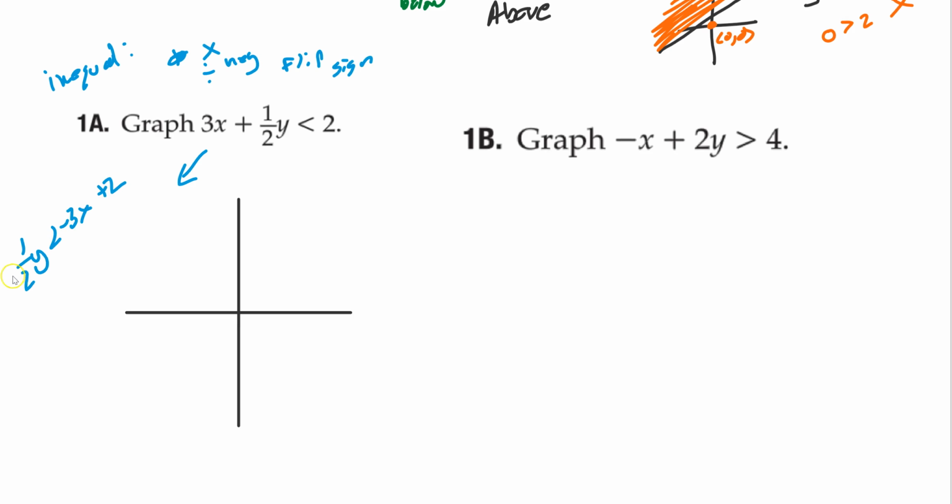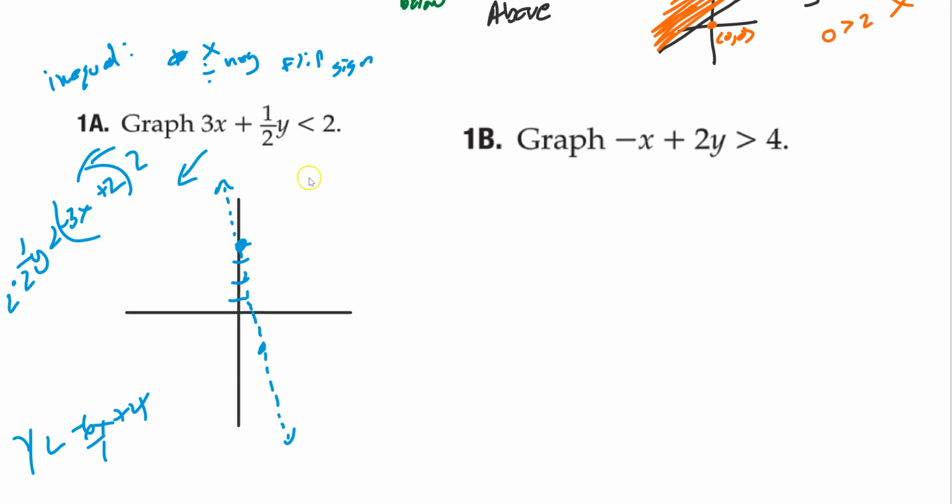Anyway, I have this. Now I have to multiply by 2 to get rid of that 1/2. So multiply everything by 2. And I get y is less than, distributing, negative 6x plus 4. Graph that: plus 4, go down 6 over 1. Since that's the case, this is a dashed line. I don't see an equal to sign. So it looks like that.